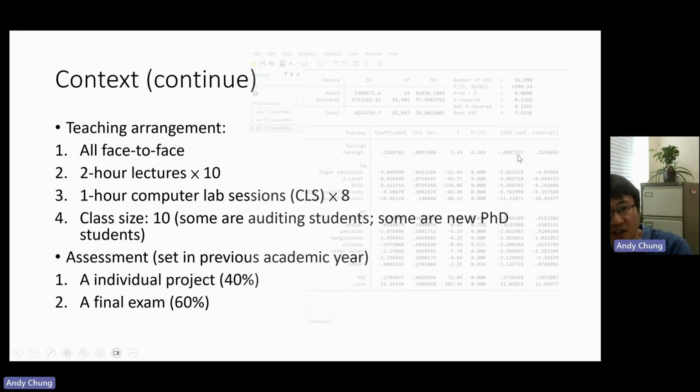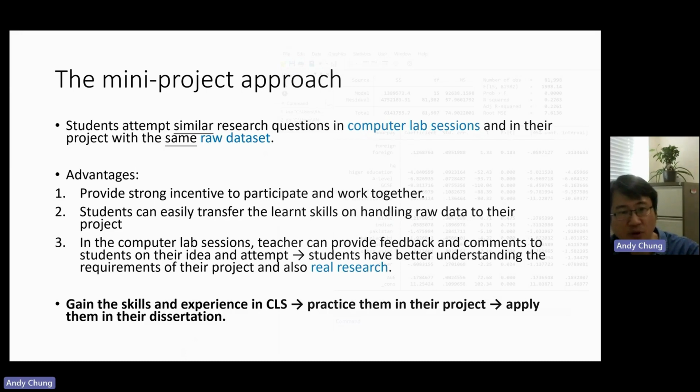Now, the context. The teaching arrangement is face-to-face, and we have 10 2-hour lectures and 8 1-hour computer lab sections. The class size is rather small because this is a small cohort, and we have quite a few auditing students and some new PhD students. They would like to refresh their memory on econometrics techniques. For assessments, we have 1 individual project and 1 final examination.